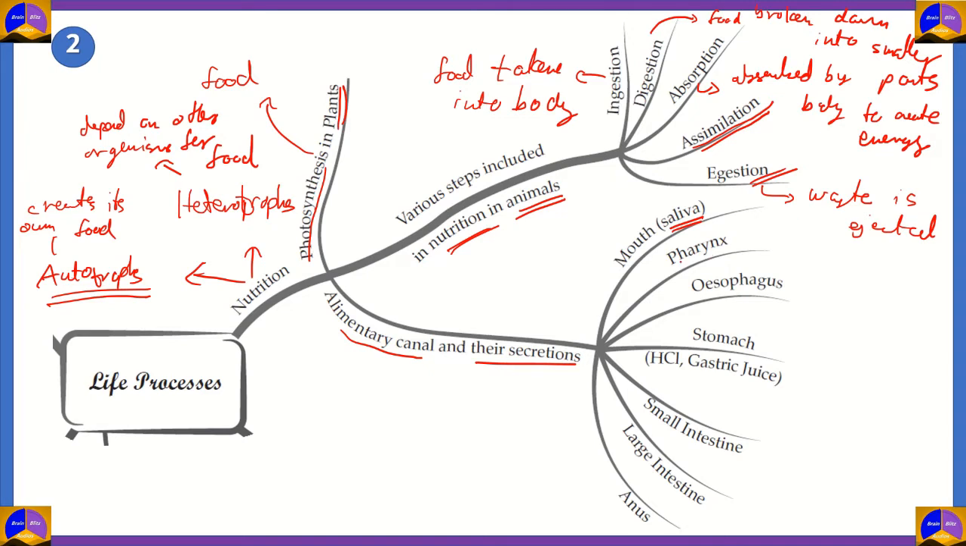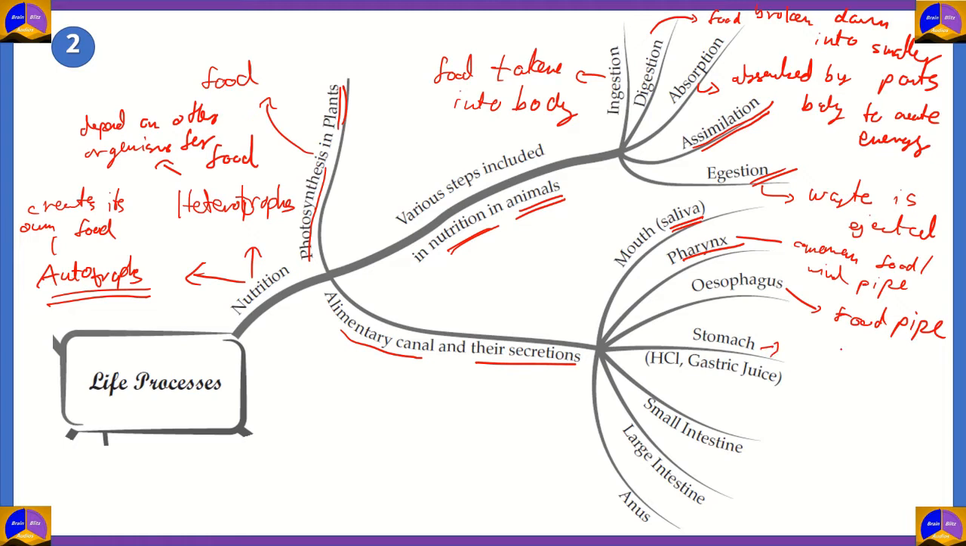Then we have the pharynx. This is basically the common food and wind pipe. So both air and food pass through the pharynx. Then we have the esophagus, which is the food pipe. So this brings the food from the mouth and the pharynx to the next organ, which is the stomach.